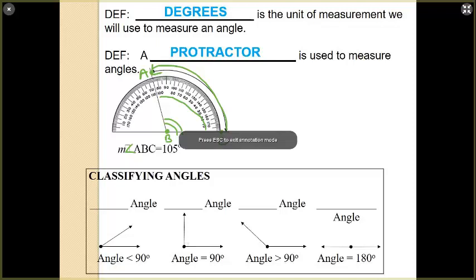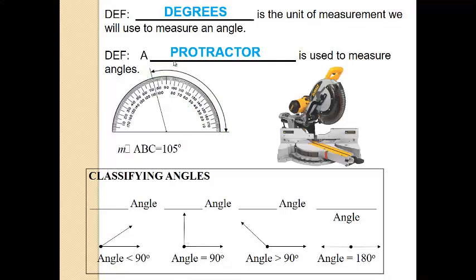Well, if you've ever seen a tool that's called a miter saw, so this part here is called a miter saw. This actually cuts pieces of wood on angles. So this is basically a big protractor with a very big cutting device.